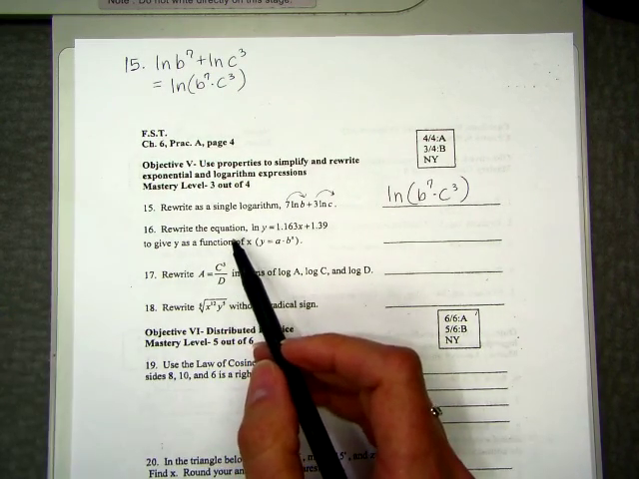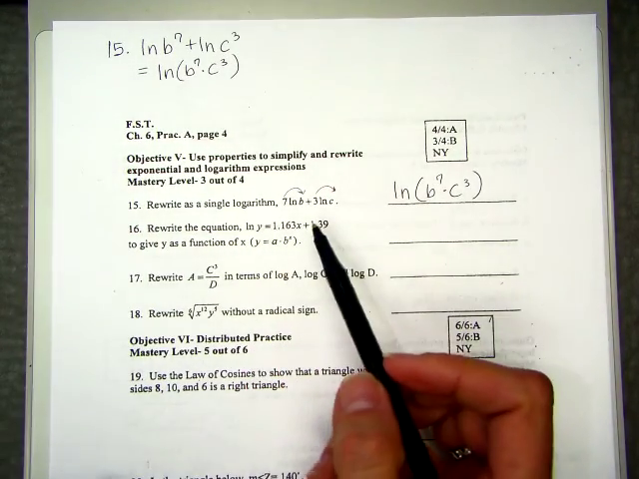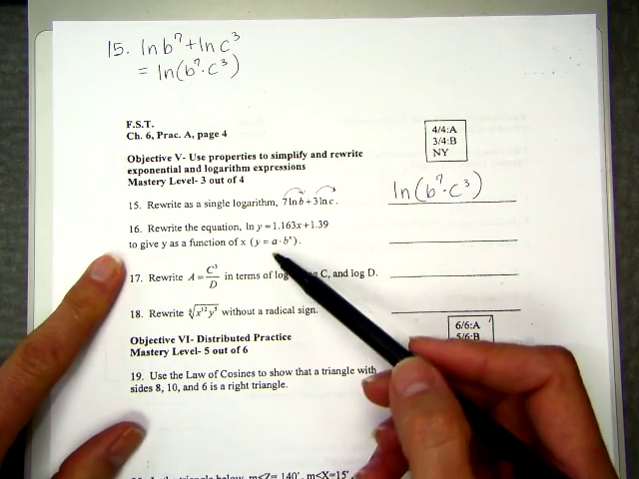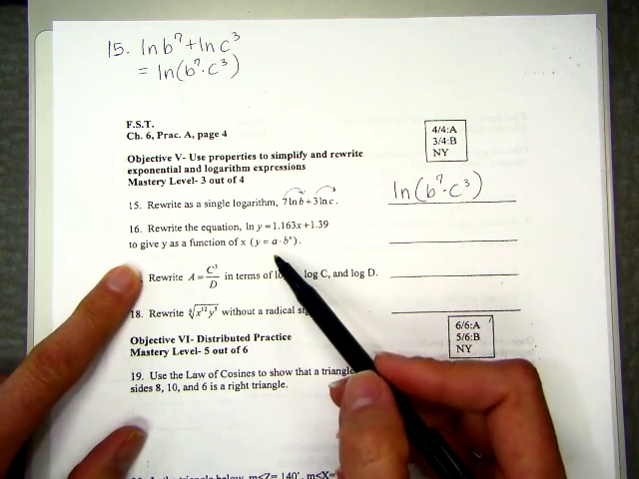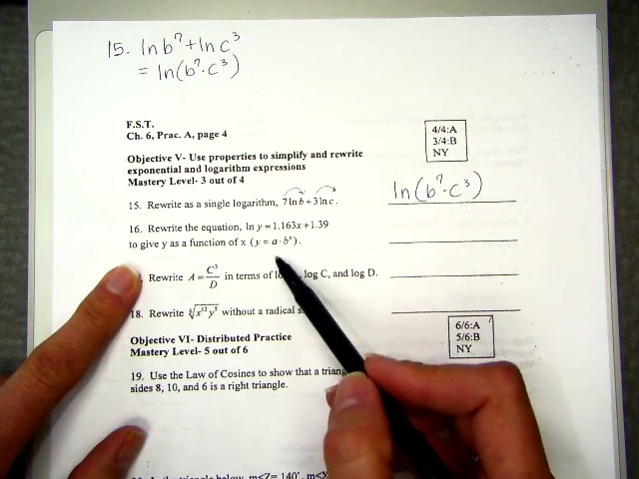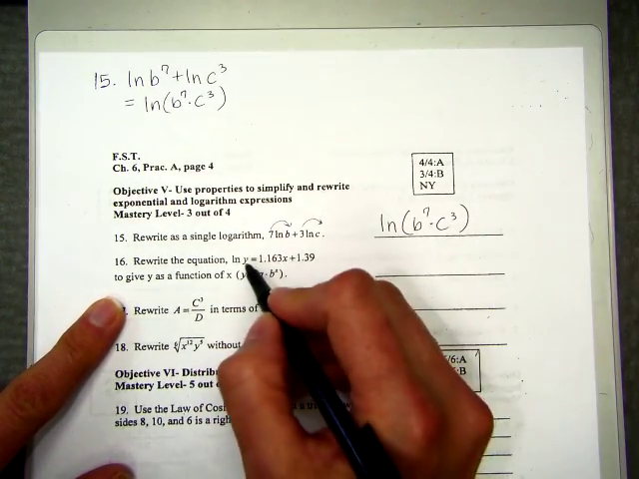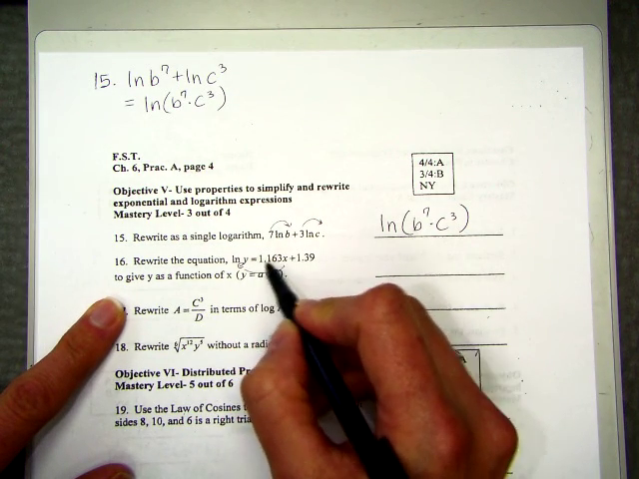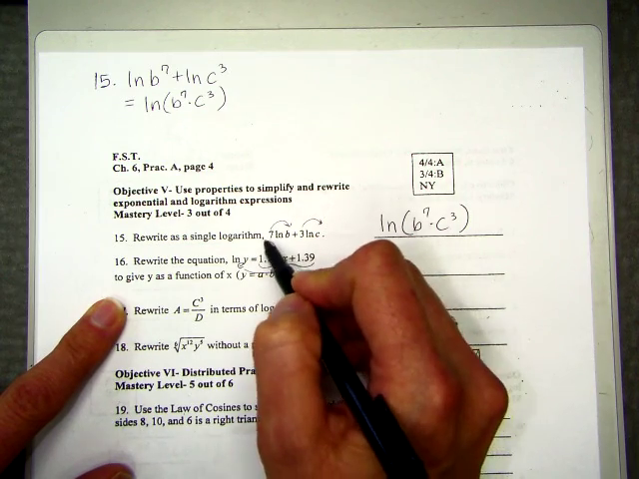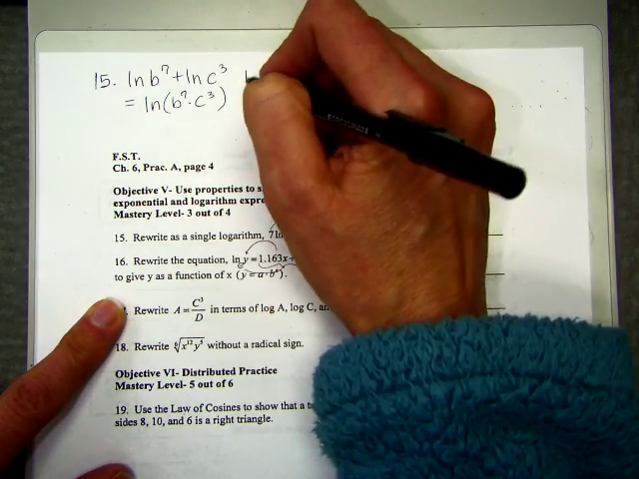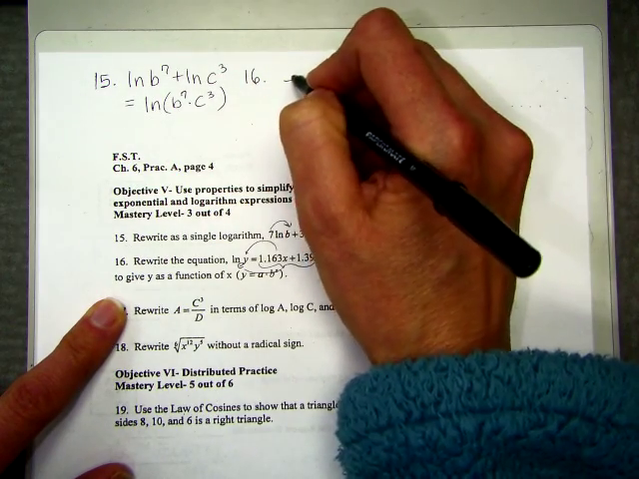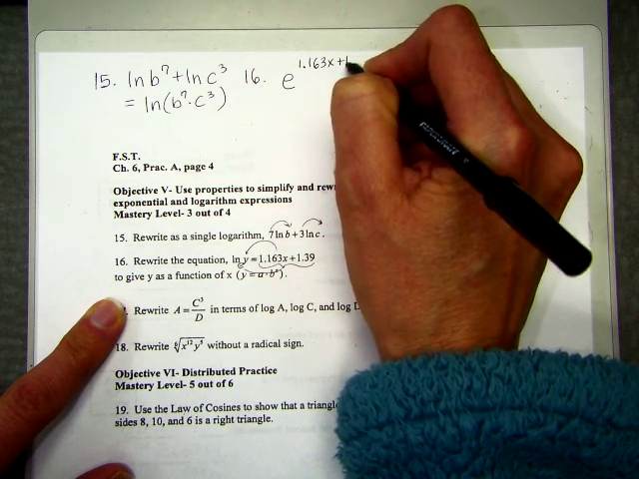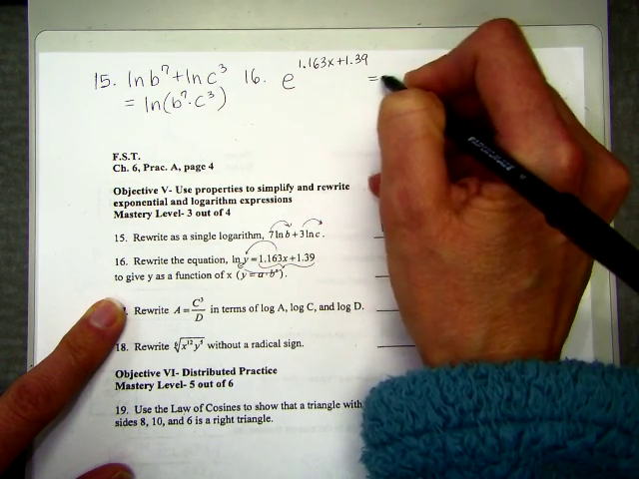Number 16, again, I mentioned that we did some worksheets the other day, and these two were on the worksheet or something very similar. Number 16, a little longer process, but we want to write this without logs, or exponentially. Okay. So to do that, remember natural log is base e, so it's e to this power, now this is a big old power, we're going to have to work on that, equals y. So my first step for 16 will look like this. E to the 1.163x plus 1.39 equals y.